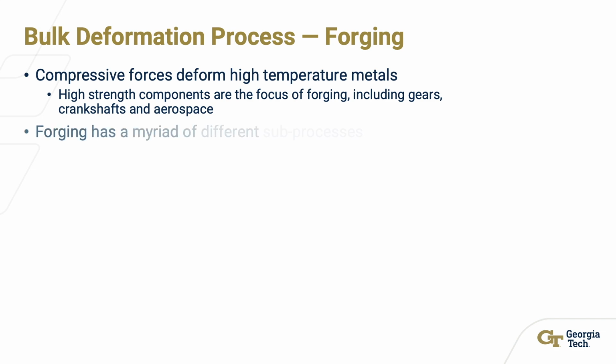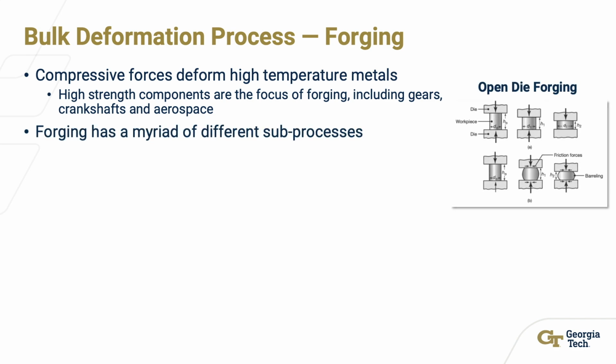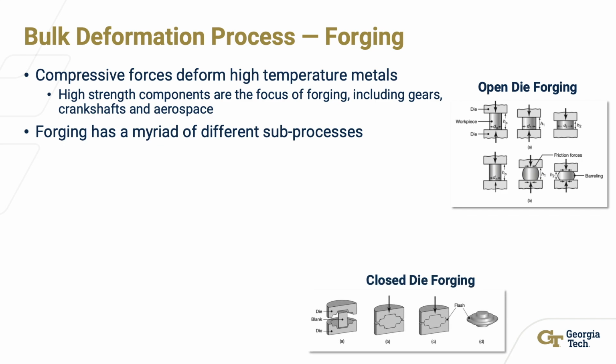Open die forging typically uses hot working and large deformations with simple tools like flat dies, rounded sections, or saddles. In a common process called upsetting, a cylindrical workpiece is placed between 2 flat dies to reduce its height.